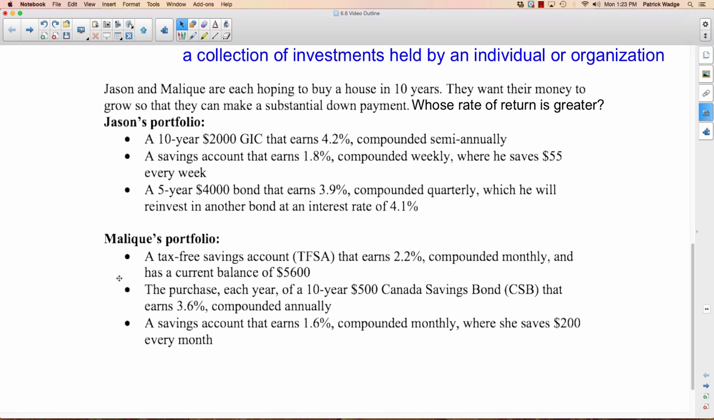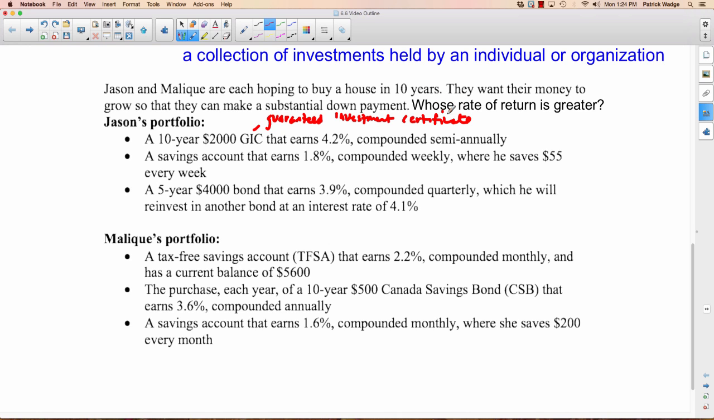So we've got Jason's portfolio and Malik's portfolio. Let's start by going through Jason's. So Jason has 3 things in his portfolio. He has a 10-year $2,000 GIC. A GIC is a guaranteed, I should have written this, it's much faster to type it beforehand. It's a guaranteed investment certificate. There we go, guaranteed investment certificate.